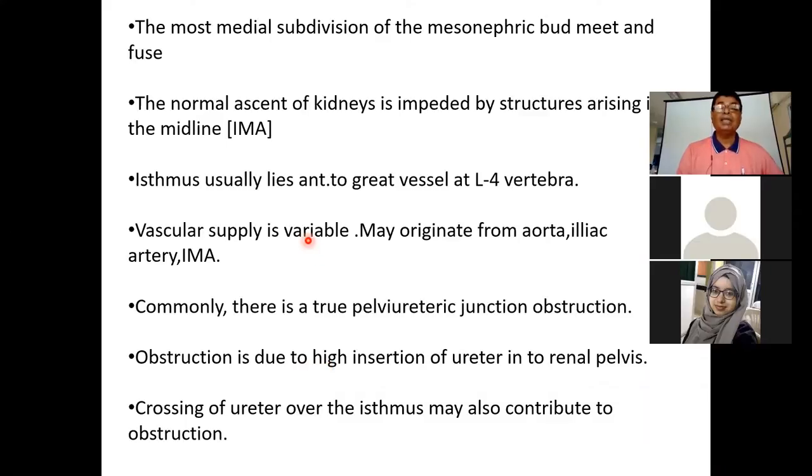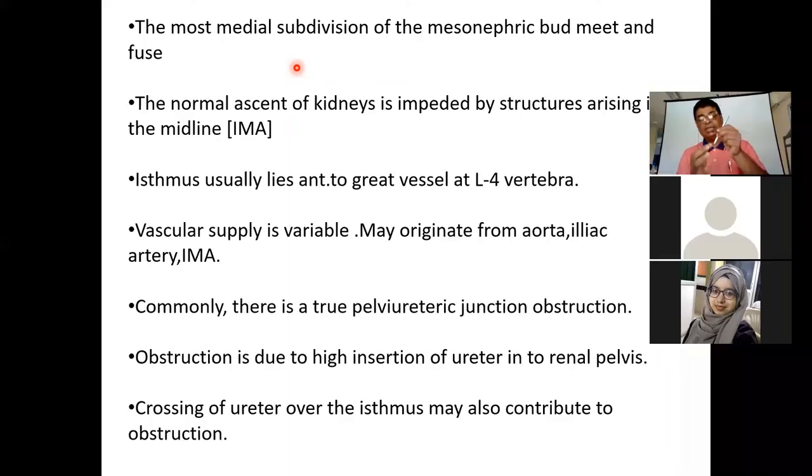The normal ascent of the kidney is impeded. What will happen when the most medial subdivision of the mesonephric tissues fuses together? After fusion, this developing kidney will ascend from the sacral region to the lumbar region. At the same time, in the developing embryo, all the midline vessels, the big vessels, abdominal aorta and inferior vena cava, are also developing. From the abdominal aorta, different midline branches arise: the uppermost is the celiac trunk, then the superior mesenteric, then the inferior mesenteric. These are midline branches, not side branches.